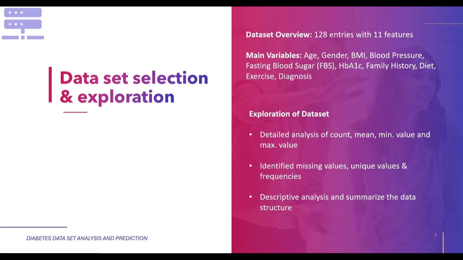When it comes to dataset selection and exploration, we downloaded the dataset from Kaggle. There are 128 entries and 11 features. As you can see, there are main variables such as age, gender, BMI, blood pressure, and so on. When we talk about exploration of the dataset, we did a detailed analysis of count, mean value, and max value. And we identified missing values, unique values, and frequencies. Then we did descriptive analysis and summarized the data structure.